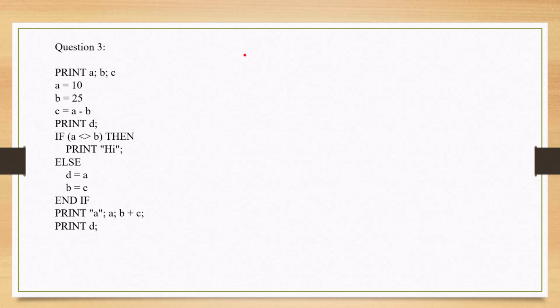In the third question, we have A, B, C and D. So we will be making 4 columns, A, B, C and D. Okay, writing output here. First it is given print A, B and C. Now there is a rule in QBasic, if the value of the variable is not given, then it is taken 0. So A, B, C, all variables are having value 0 at the first line.